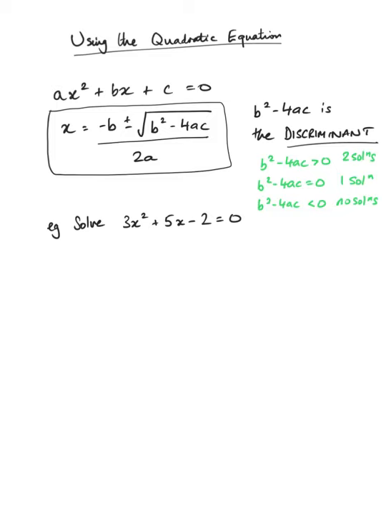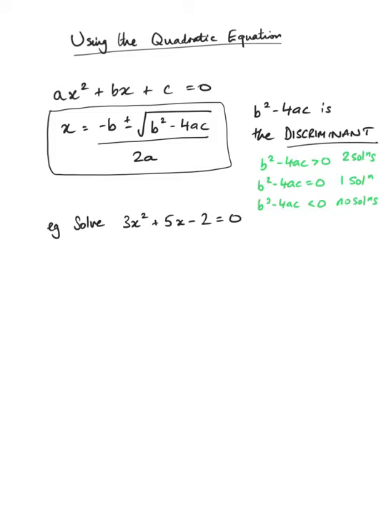So we've got this equation here, 3x squared plus 5x minus 2 equals 0, and the question just asks me to solve it. Now we can solve quadratic equations using factorising, using completing the square, or by drawing a graph, but if it doesn't tell us which method to use, lots of people find using the quadratic equation the easiest because we're just going to be doing the same thing every time.